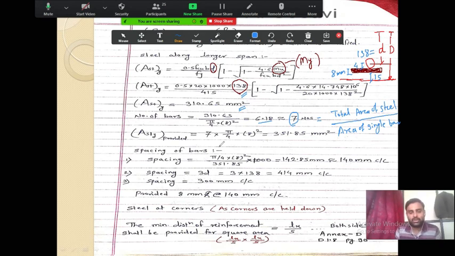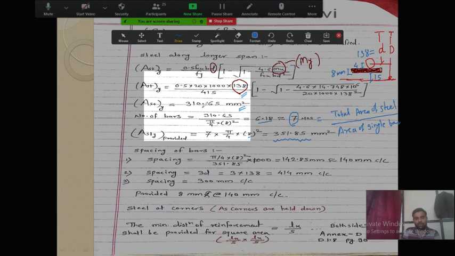So AST provided. Now what are we going to provide? The provided is 351.85, required is 310.65, and provided is 351 because 7 bars are there, each having diameter 8 mm. So this is your provided value. This value is AST provided, and this value is AST required.